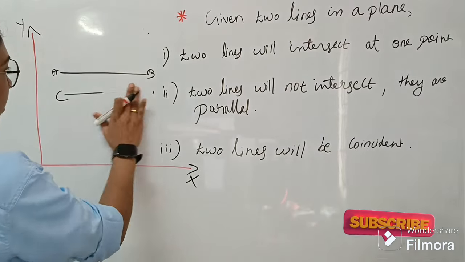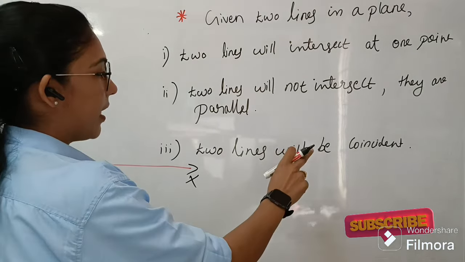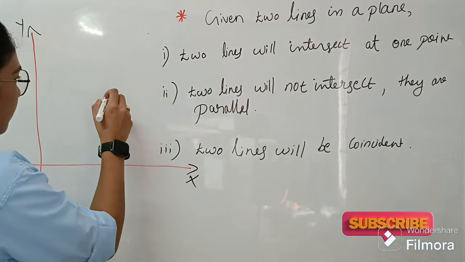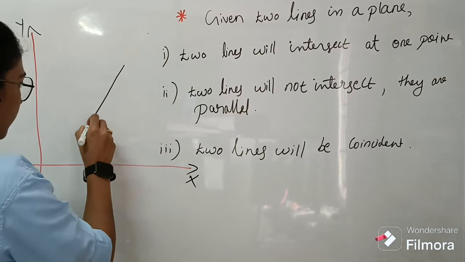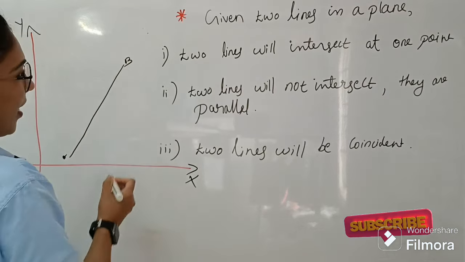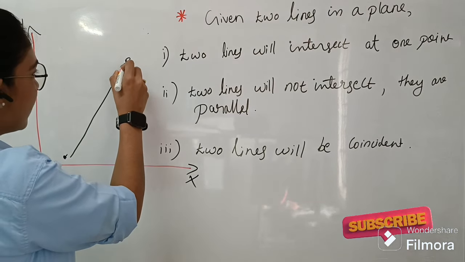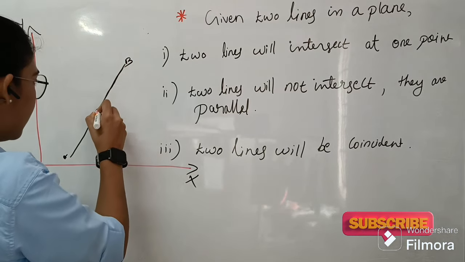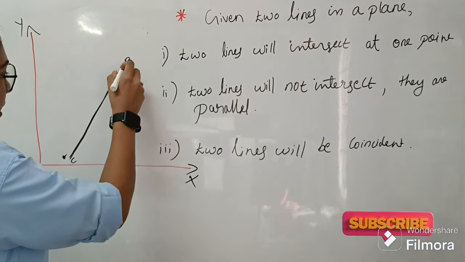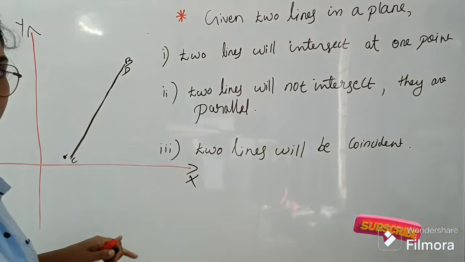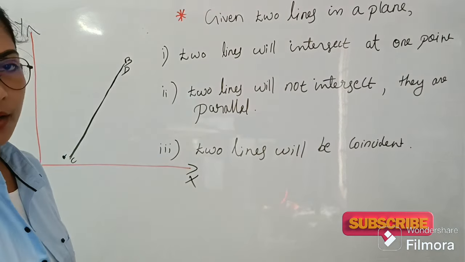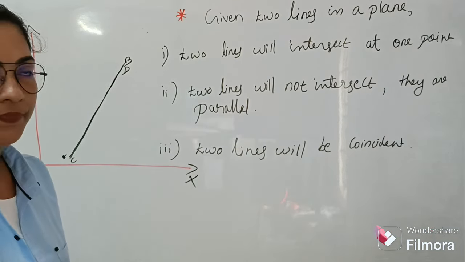Okay, and what is condition 3? Two lines will be coincident. That means now this is a line AB and line CD coincides with this same line. Okay, so there are two lines. So this is the third condition, that is, two lines will be coincident.